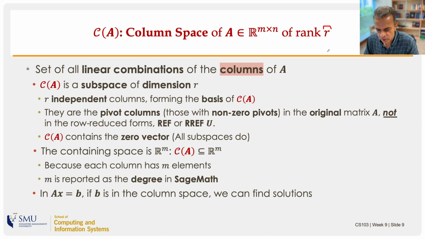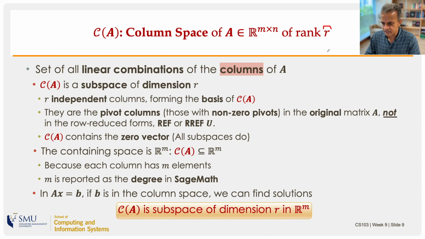Now the significance, once again, is that in Ax equal to b, in our system of linear equations, if b is a member of the column space of A, then we have a chance of finding the solution. If b is not, then there is no solution. The equations will turn out to be inconsistent. So column space is a subspace of dimension R in Rm.